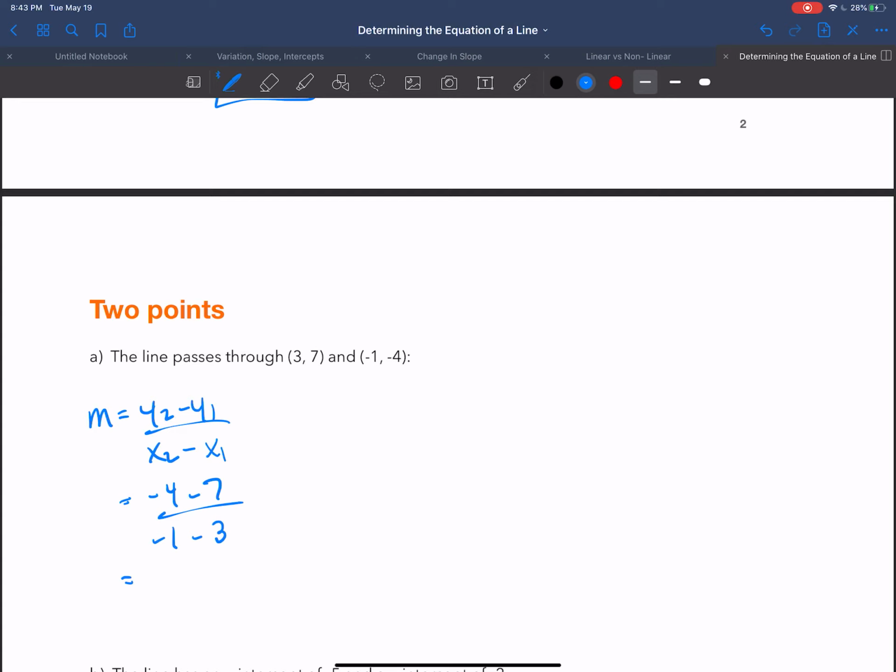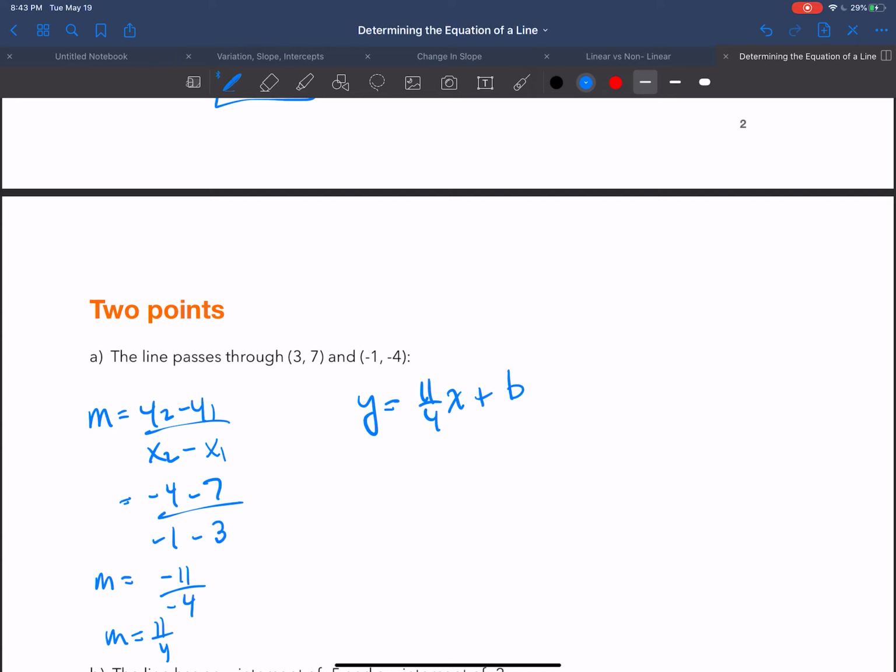So -4 minus 7 is -11. -1 minus 3 is going to be -4, so that's our slope. Well, positive 11 over 4 because the negatives make a positive. So now if I fill in things that I know, it looks like this, which is similar to what we did in some previous questions. So what I'm missing is b.